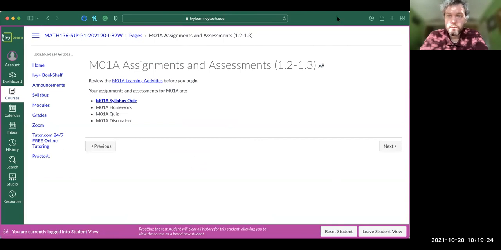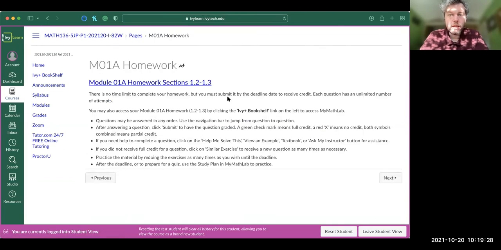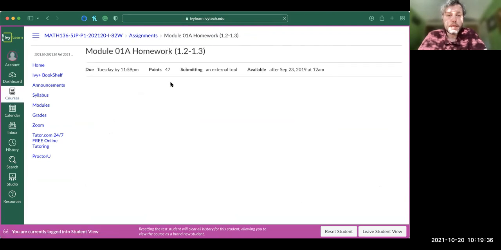These are the assignments that you will need to do for part A. And then here's the actual homework. So here's homework 1A. This is the first homework that's due. Let's click it. And this is how it opens up for me.